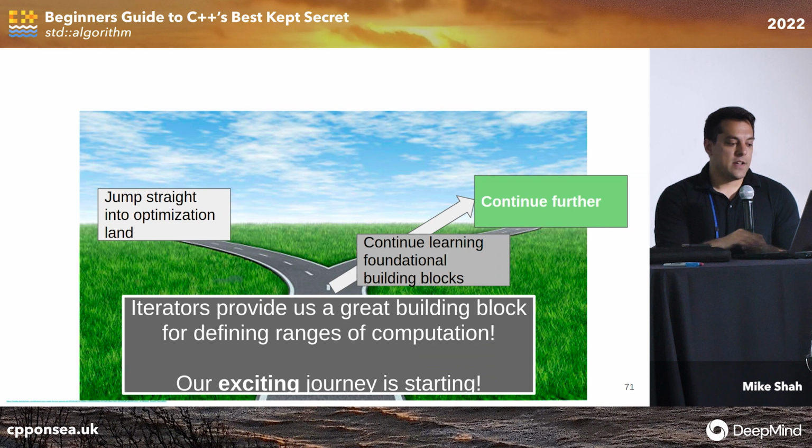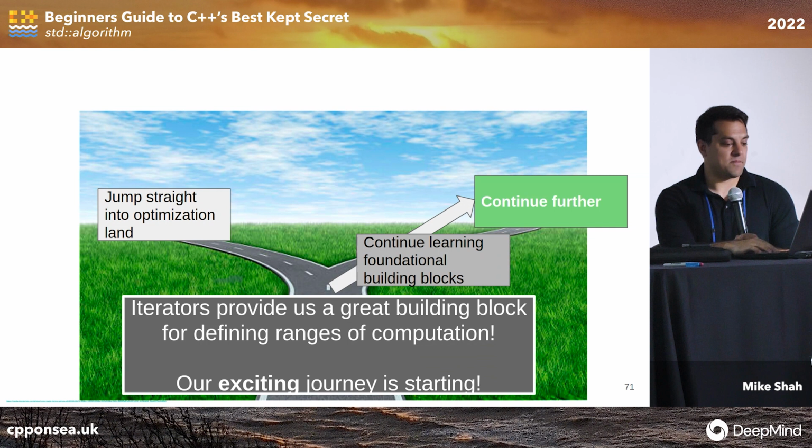So iterators provide us on this journey a really great building block for defining our ranges of computation. And again, that's more thinking like a computer scientist, just thinking about the problem versus what syntax and small details that we have to get right. So our exciting journey at this point is really starting to begin.